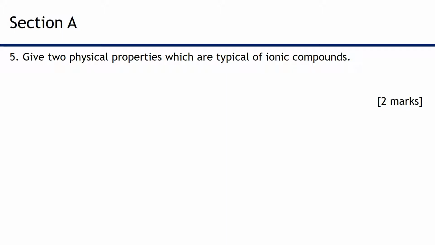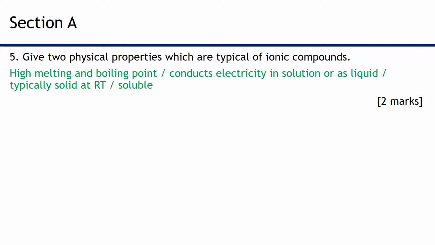Question 5, you're asked to give 2 physical properties which are typical of ionic compounds. You could have had any one of the following here. You could say that they have high melting and boiling points, that they conduct electricity in solution or as liquids, that they are typically solid at room temperature, or that they are soluble, usually in water.